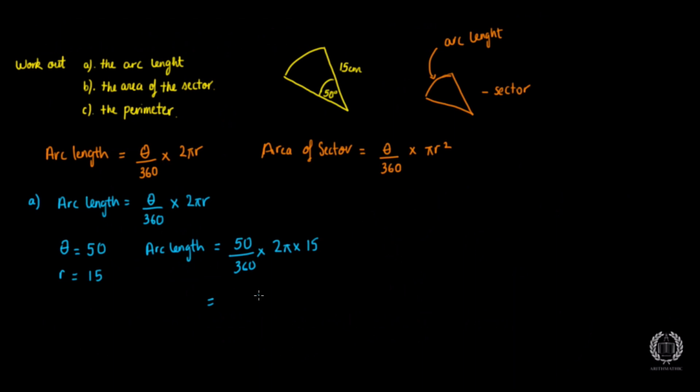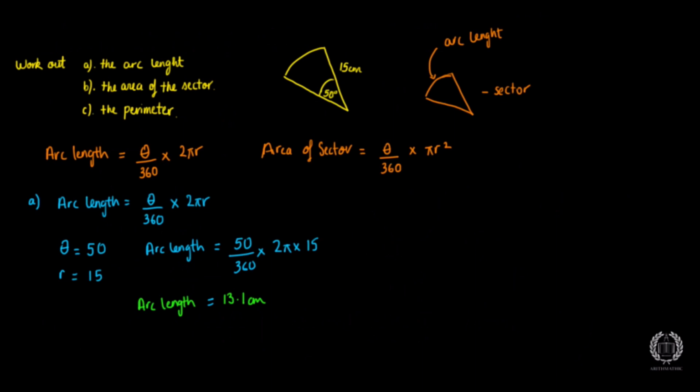If you put that in your calculator, that should give you 13.1 centimeters. And this is your arc length. Okay? As simple as that. That is it. All you're really doing is putting numbers inside the formula and putting it inside your calculator. So 13.1 centimeters, that's my arc length.